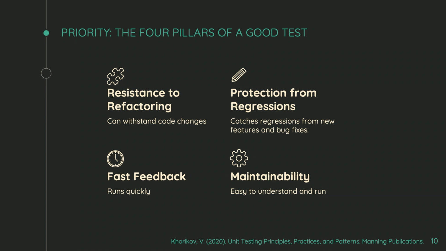1, resistance to refactoring. Make sure that when you clean up your code, it doesn't break your test. That's a sustainable test, right? Second one is protection from regressions. Make sure that your test can actually catch the bugs as they come up. If it's not catching the bugs, it's not a valuable test. Third, fast feedback. You don't want to be spending hours running your tests, right? That's going to create a bottleneck. So you need to make sure your tests are fast.